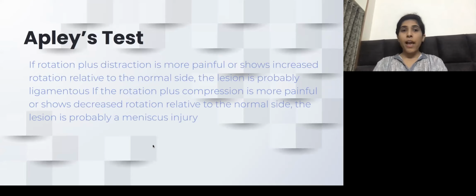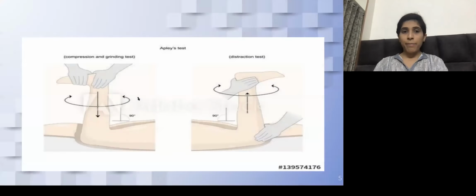So first is the Apley's test. How to perform this test? We make the patient lie down in the prone position, and this test is done with compression and with distraction. We ask the patient to lie prone with 90 degrees of knee flexion. First we give compression, and then medial and lateral rotation.